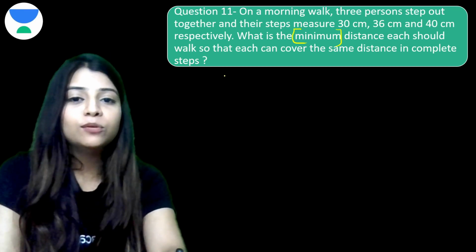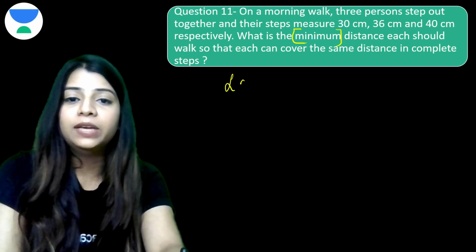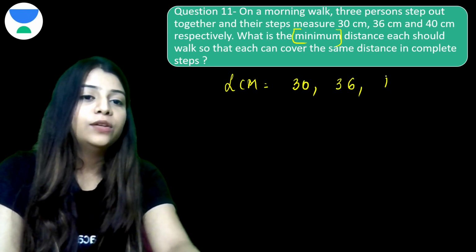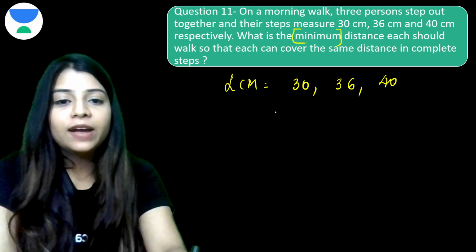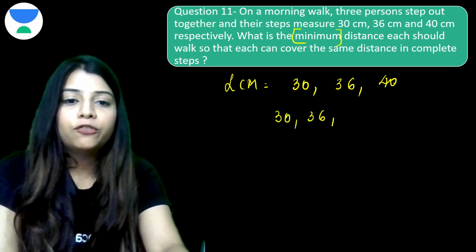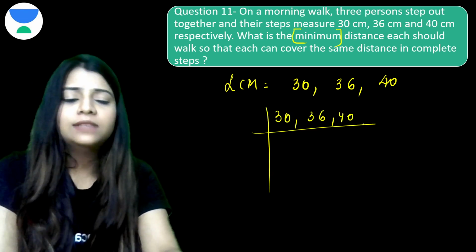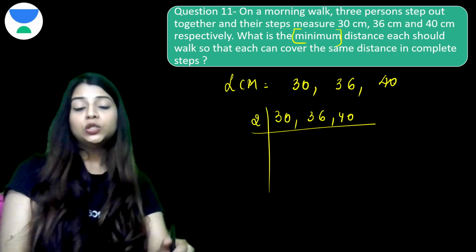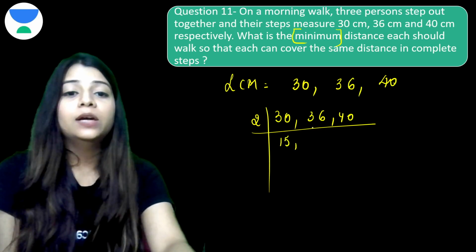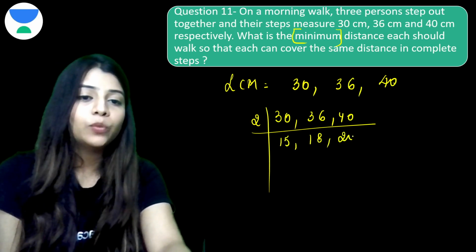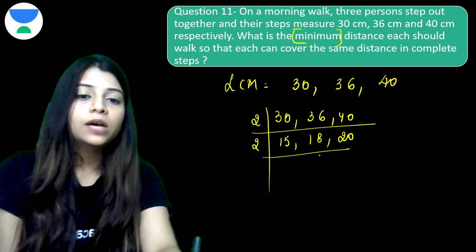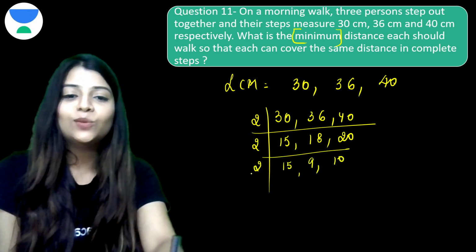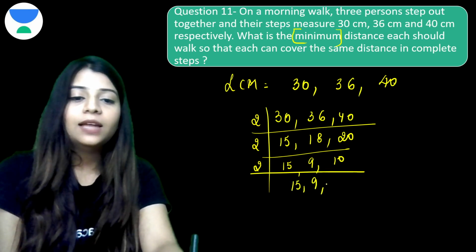So here we go, we have to find the LCM. It's simply, we have to find the LCM of 30, 36 and 40. And then we'll find the LCM in a very easy way. So we have to first divide by 2. So here it will become 15, here it will become 18, and here it will become 20. Again I'll divide it by 2, so here will be 15, here it will become 9 and then 10, and again by 2, then it will become 15, 9 and then 5.